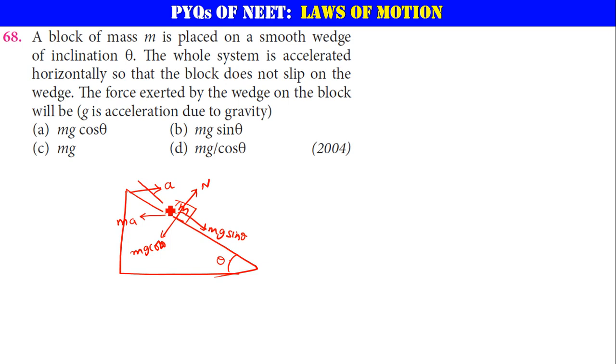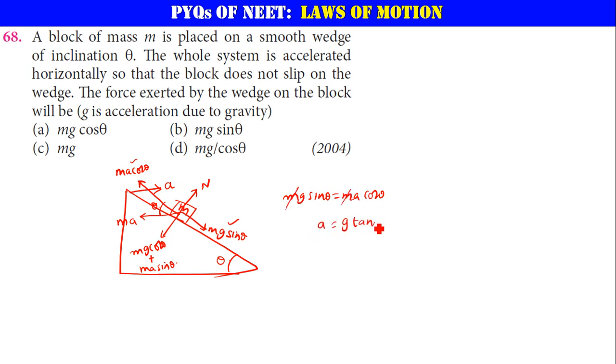So now MA will be having two components. One is along the plane, the other one is perpendicular to the plane. So in this direction, if this is theta, this will also be theta. If this is theta, this will be MA cos theta. This will be MA sin theta. Alright. So here the block should not fall down. That's why mg sin theta and ma cos theta will be balancing each other. So A is equal to g tan theta.